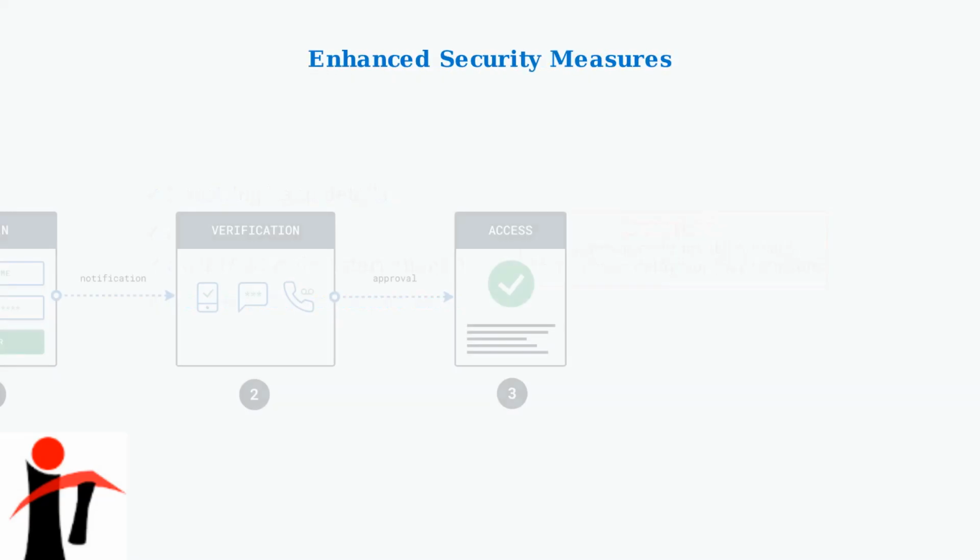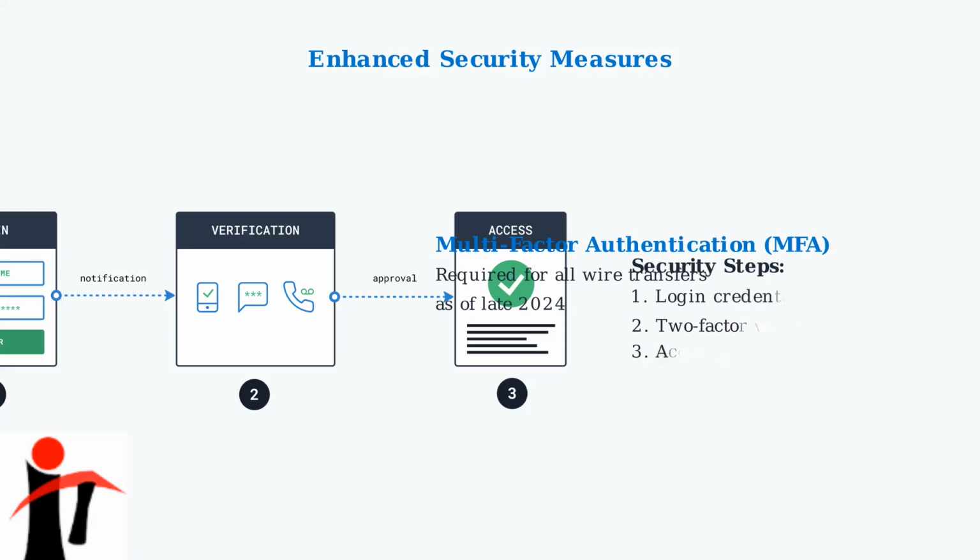Coinbase has significantly enhanced security measures for wire transfers. As of late 2024, multi-factor authentication is mandatory for all wire transfer operations. This three-step process includes your login credentials, two-factor verification, and final access approval.